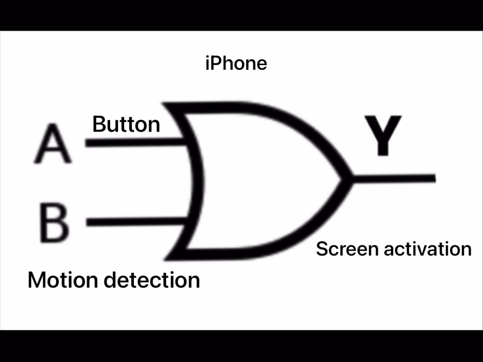A real-life application of an OR gate would be an iPhone turning on. The inputs would be the home button and motion detection, and the output would be screen activation or the screen turning on. If input A, which is the button, is pressed, the screen will be activated. Or if input B, which is the motion detection, occurs, the screen will also turn on. Or if both happen at the same time, the screen will turn on too.